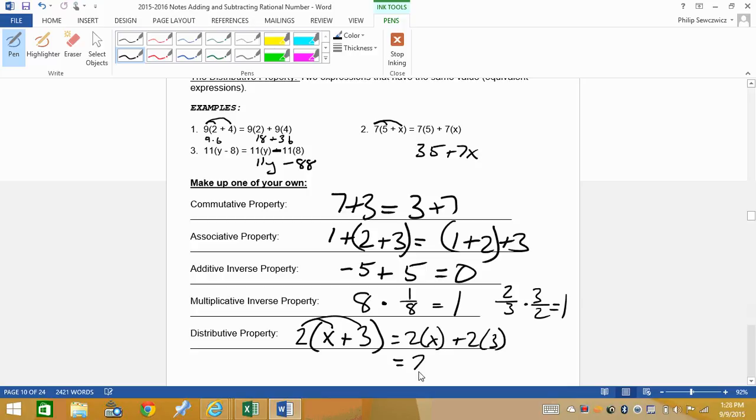2 times x, a number times a letter, we just put right up against each other. And then 2 times 3, yeah, that's our 6 that we like. So this is a lot of vocabulary, so it is just something we have to get used to. The more we use the vocabulary, the more it'll seem like we don't have to spend time making flashcards.